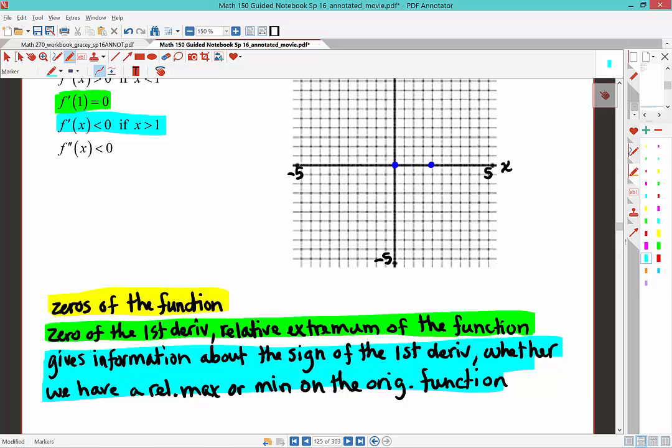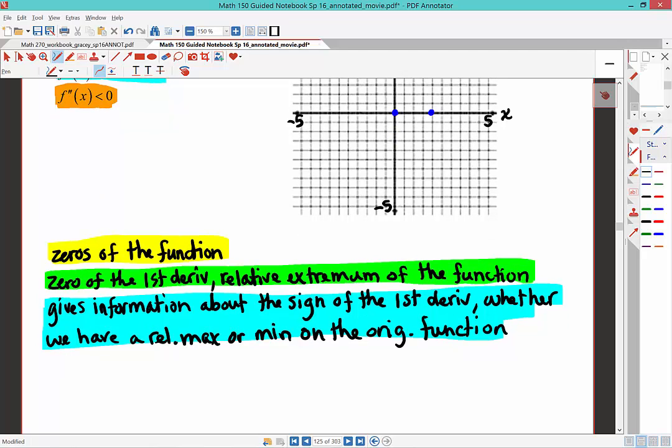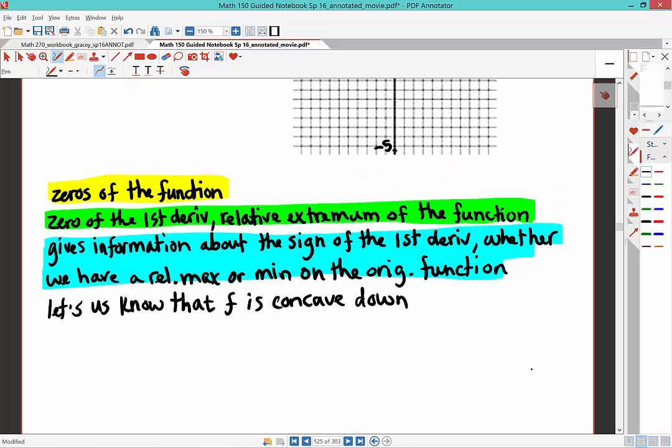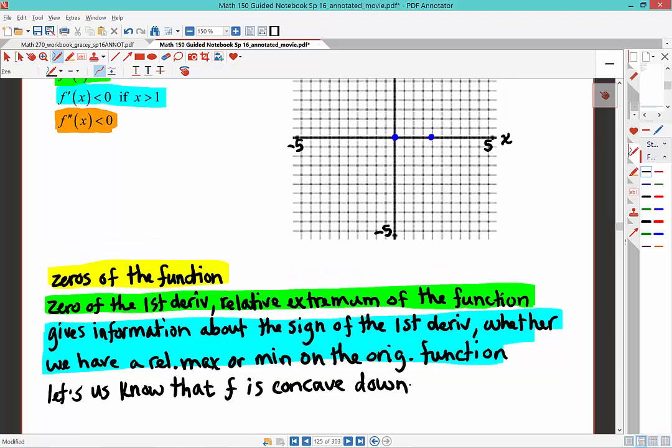All right, and then lastly, we're going to get information about the curvature. So this one here gives us information about the curvature of the function. As far as the derivative, it would tell you where there's relative extrema for the derivative, but I'm going to just say what it is. So basically, in the orange, this lets us know that f is concave downward because it's a negative second derivative, right? And it's on minus infinity to infinity.